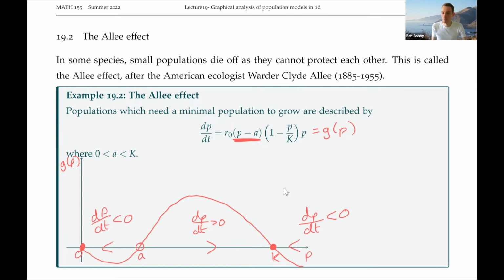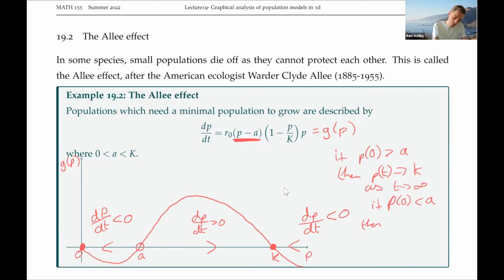So this has all the information essentially that we need to understand what's going on in this model. We can say that if P of 0 is greater than A, then P of t is going to tend towards K as t tends towards infinity. And if P of 0 is less than A, then our population is going to tend towards 0. It's going to go extinct as t tends towards infinity. So drawing these sorts of diagrams is a really powerful way of understanding what's going on in these models without having to do any algebraic analysis.